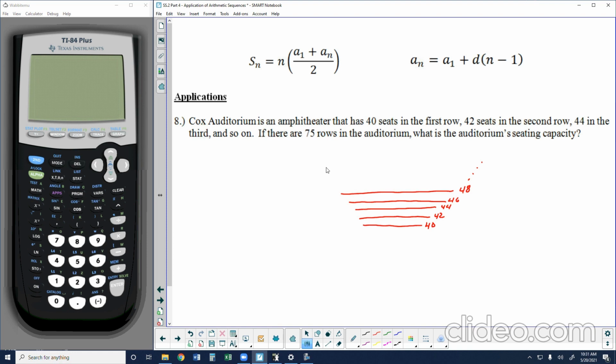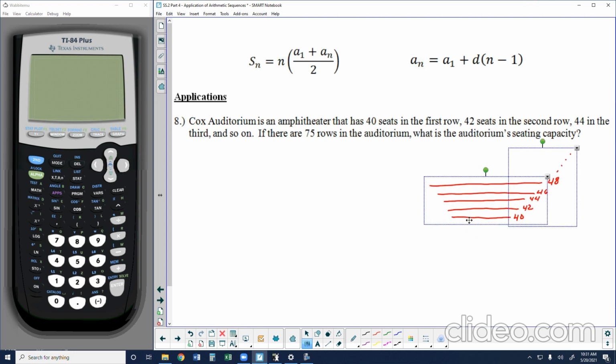So if we wanted to find the seating capacity, we could add together each of the seats in all 75 rows. This would take us a while. But what we may realize instead is that this is an arithmetic sequence. Each time the numbers increase by 2. So what we can do here is create a formula and use the partial sum formula to find the total number of seats.